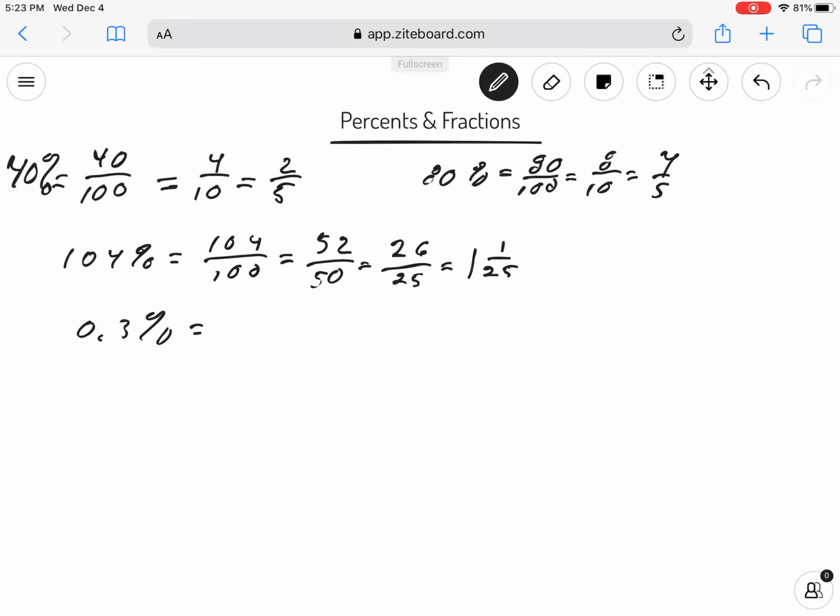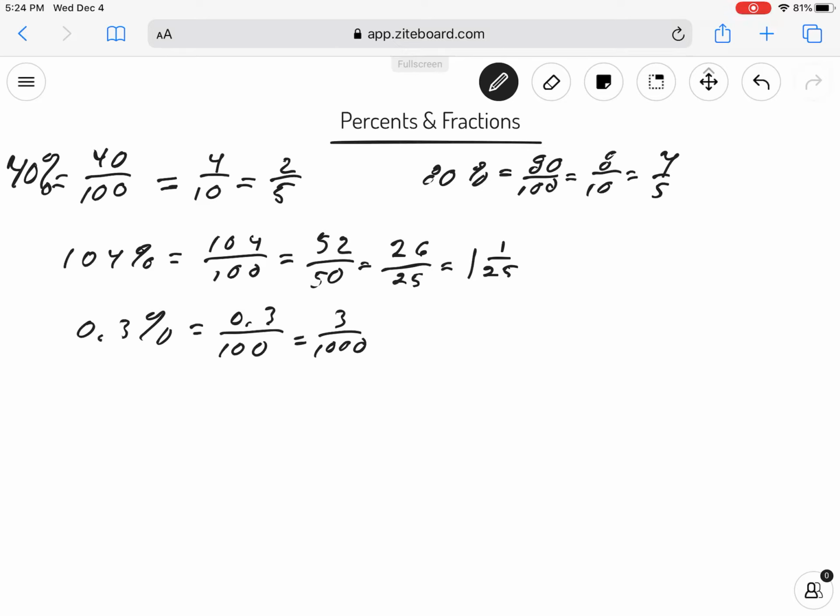Okay. Maybe even stranger is where I have a decimal as a percent, like 0.3%. Well, that's still just 0.3 over 100. Now, here, to get that decimal out of there, I need to multiply both numerator and denominator by 10. So that would give me 3 over 1,000. And that is not reducible at all. So it is 3 1,000ths. Okay.